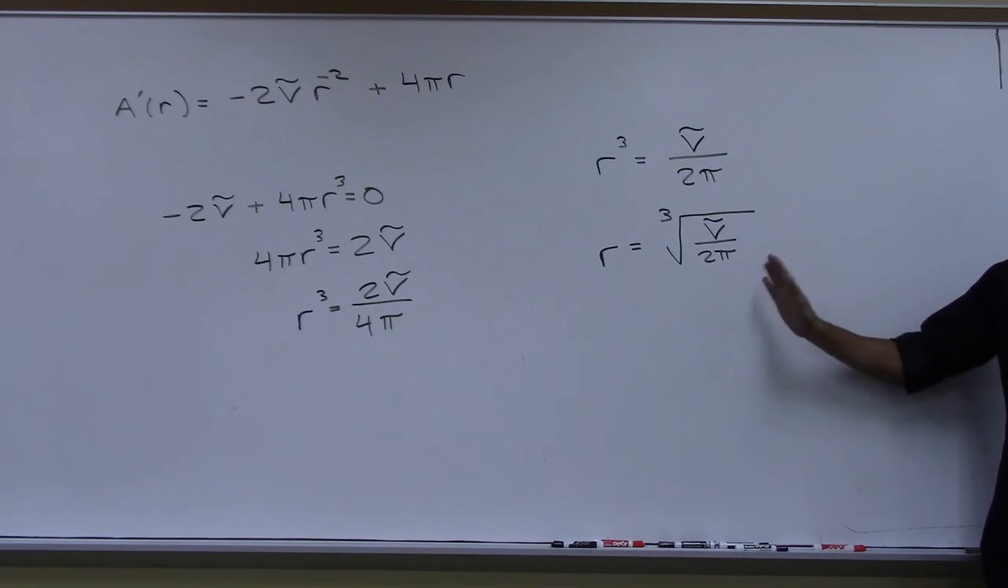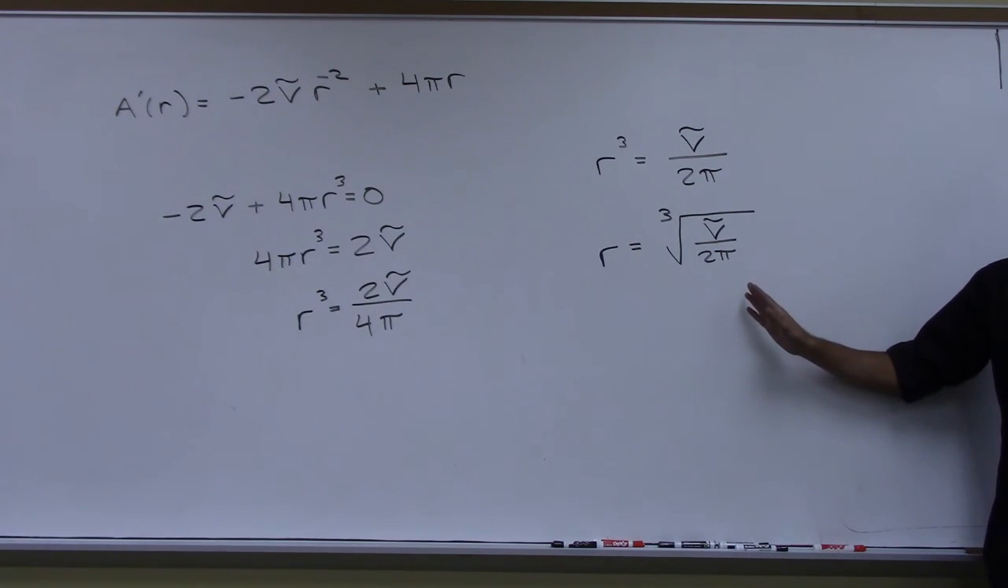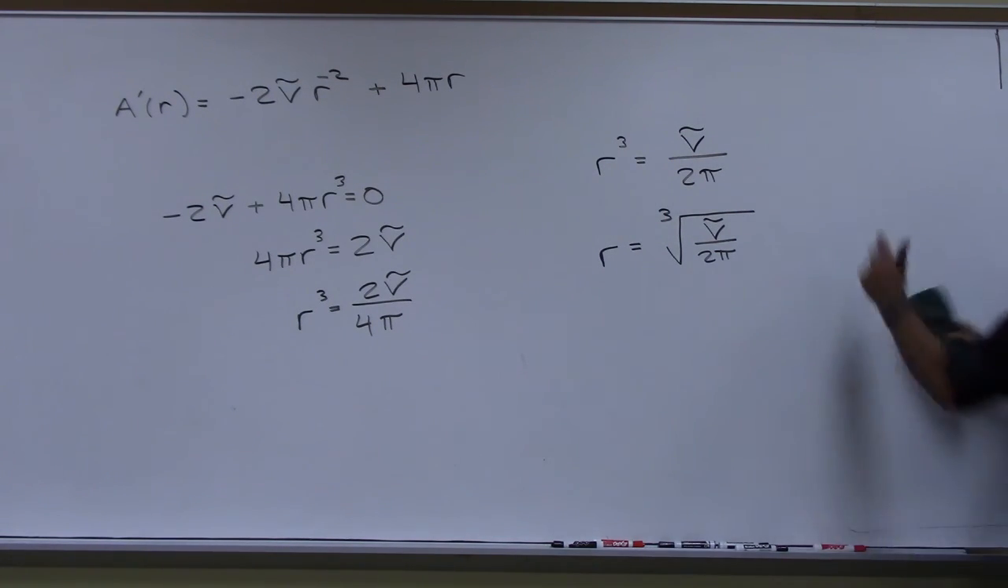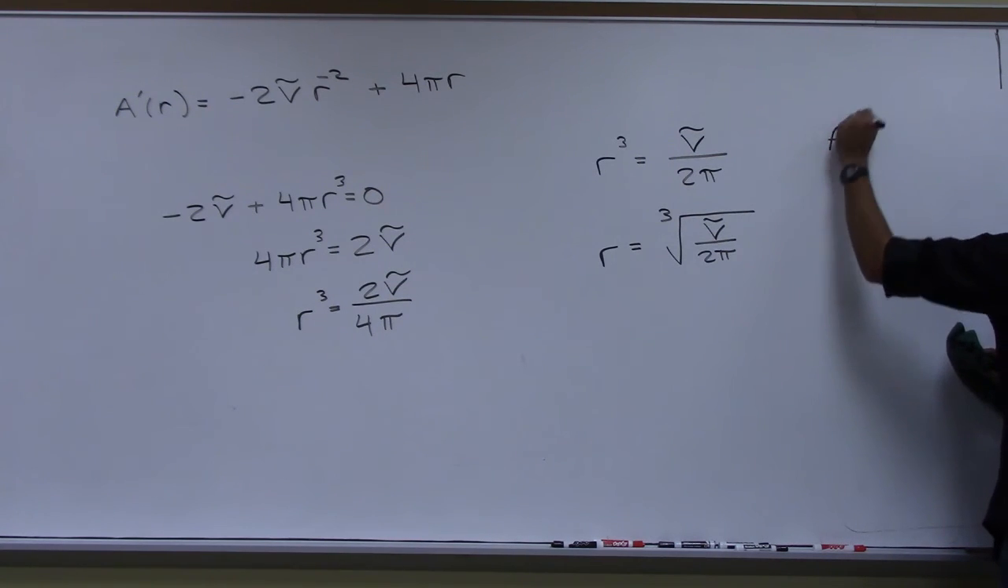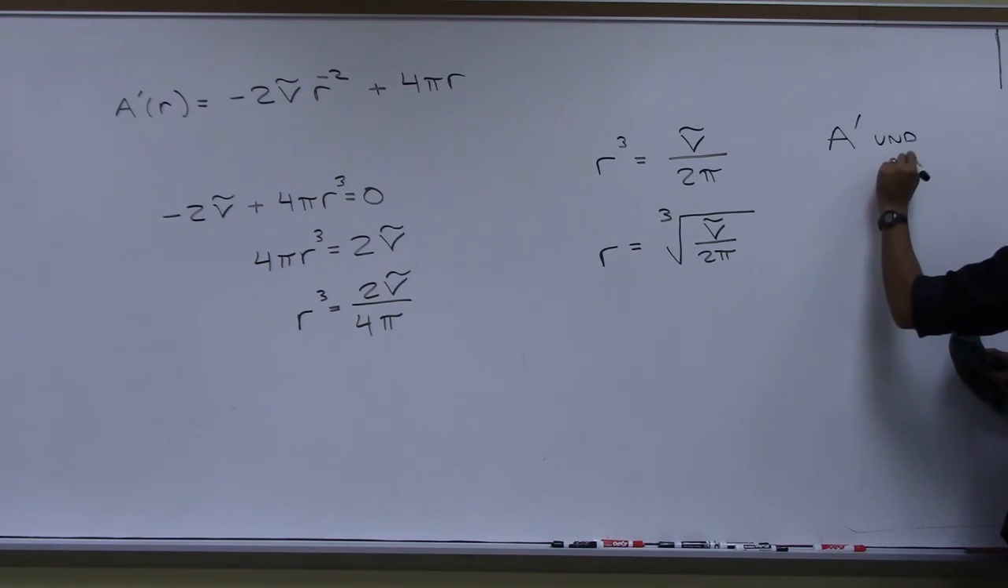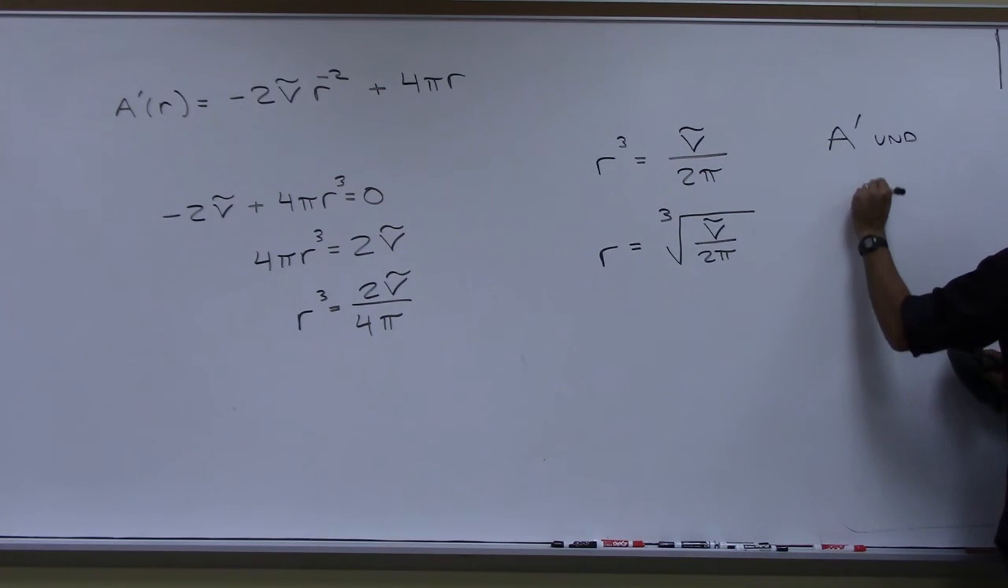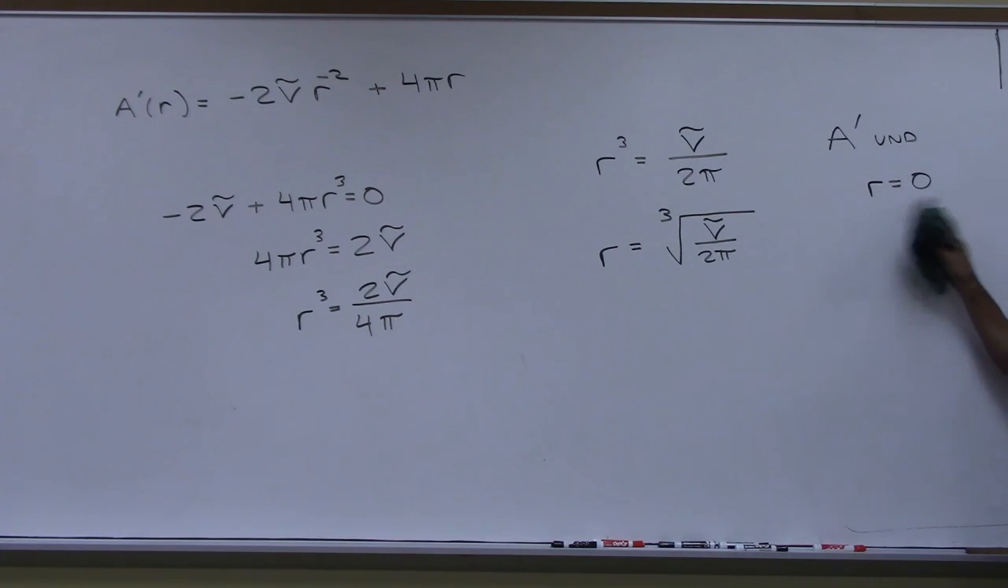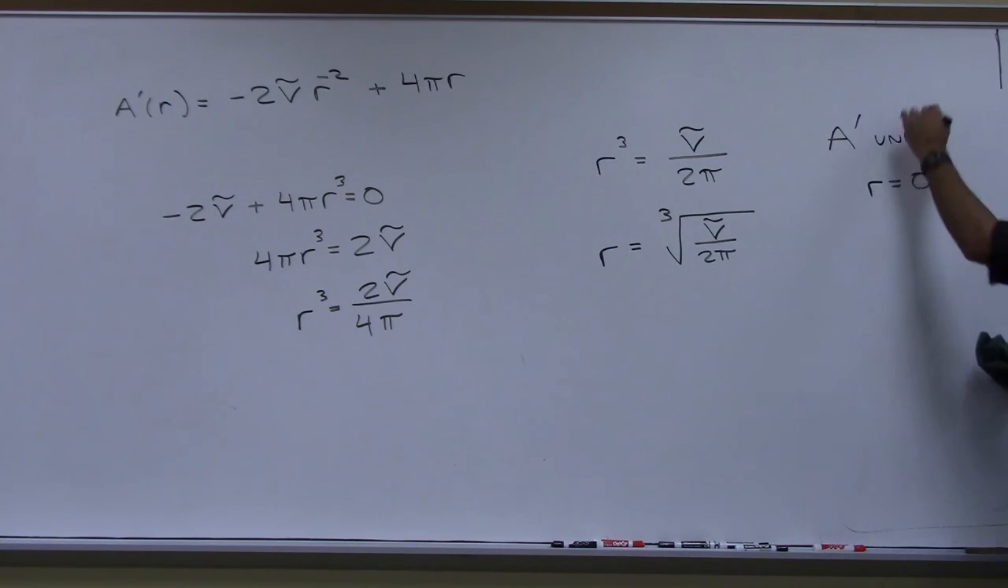Now, I have to figure out whether or not this is a minimum, though. How do I determine if this is a minimum? Oh, I didn't look at where the derivative is undefined. Where did that happen? At 0. R is 0. But 0 is not in our interval, right? So I don't really have to worry about this.